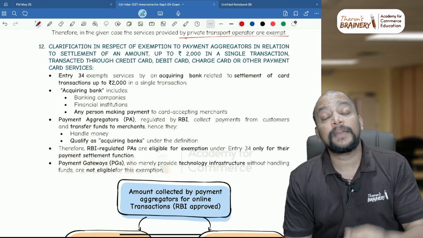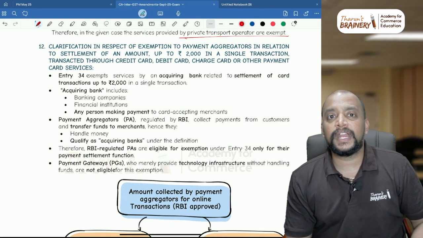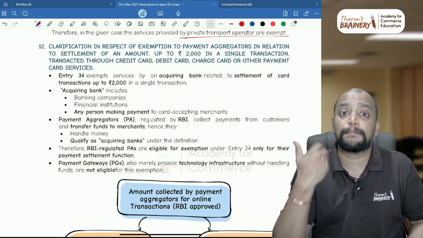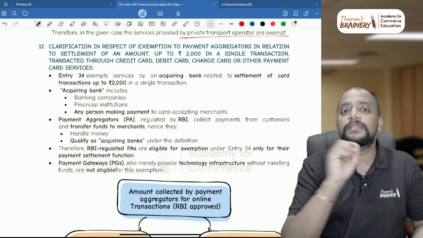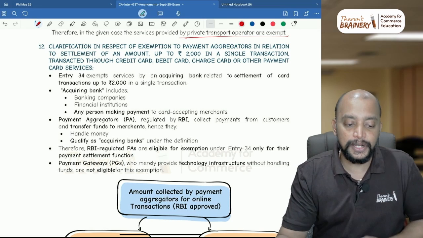Will they come under acquiring bank? Yes, they will also come under acquiring bank. Even though they are not called a bank, they will come under the meaning of acquiring bank. How? Let's try to understand.